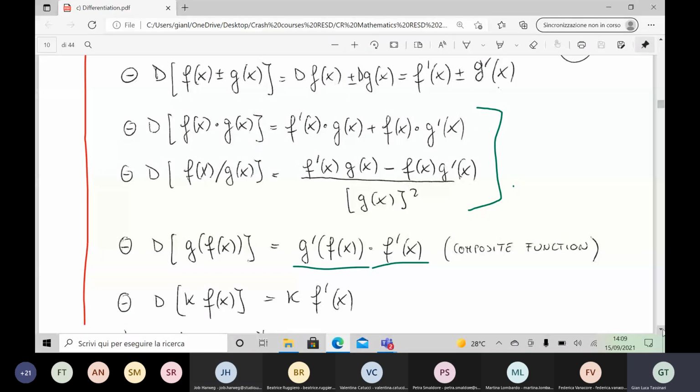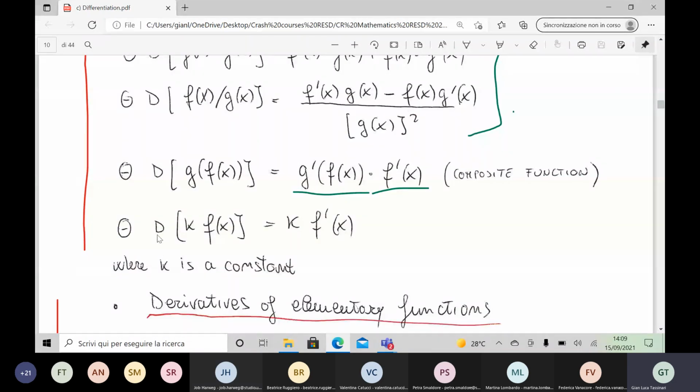Another elementary rule is the following. If you have the derivative of a constant that multiplies a more general function, you can say that the derivative is the multiplicative constant, so copy it, times the derivative of f of x, so f prime of x. You see, I wrote where k is a constant. So these are the general differentiation rules.